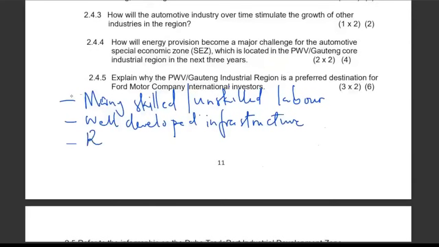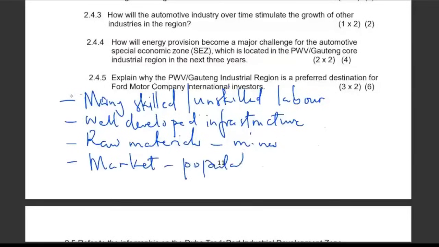Then you also look at raw materials. They are readily available from the mines. Resources that are needed to work in the automotive industries are readily available, the raw materials to support the industries. And also the market, there's a big market because of the population size. Remember, Gauteng is highly populated, and for that reason, they can easily sell their products because we have a wide variety of potential clients for the purchase of the product.